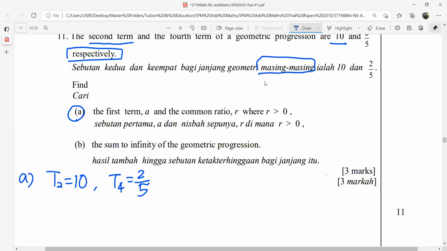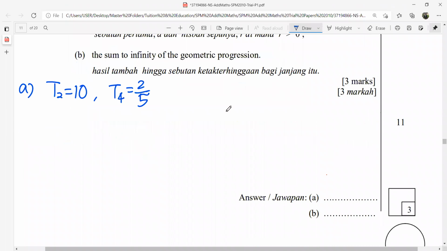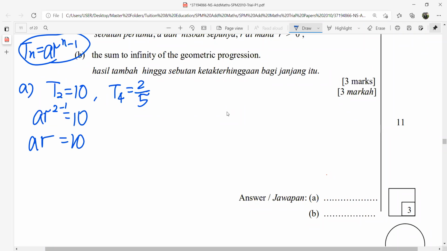Now I want to find A, and they give you the common ratio is more than 0, which means of course positive. Okay, now how to write the working? First of all, what is the formula for GP to find the nth term? Relate to this formula. So AR equals 10. On the other hand, AR power 4 minus 1 equals 2/5. So AR power 3 equals 2/5.